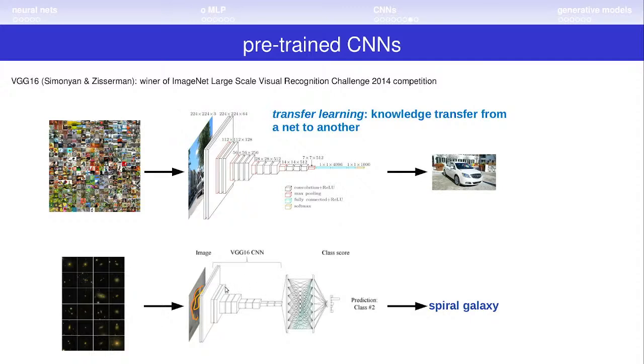This part of the network, we froze the weights. We don't train at all. So this is a very powerful way of training a CNN and obtaining interesting results with CNN. This is a type of what we call transfer learning, knowledge transfer from one net to another. This net was used to classify objects like cars, cats, dogs, etc. And we use its structure to classify galaxies, for example.